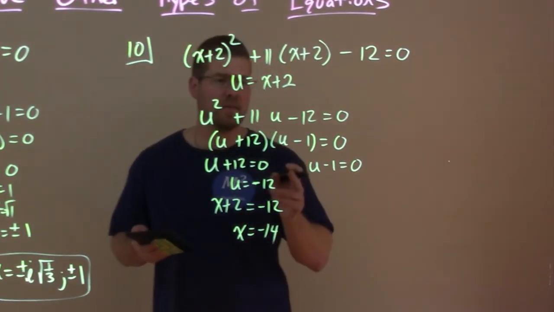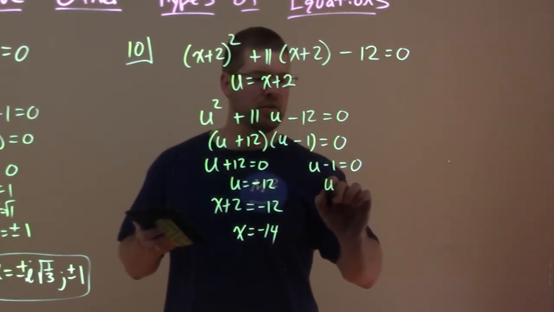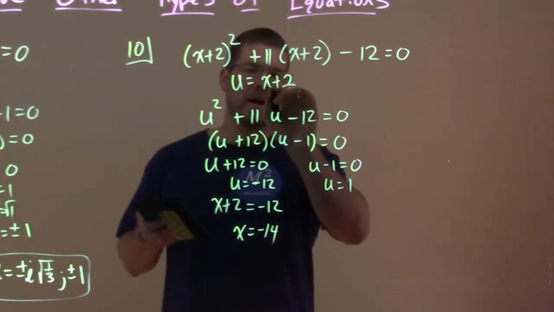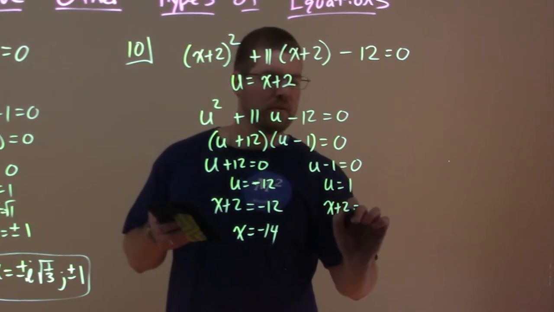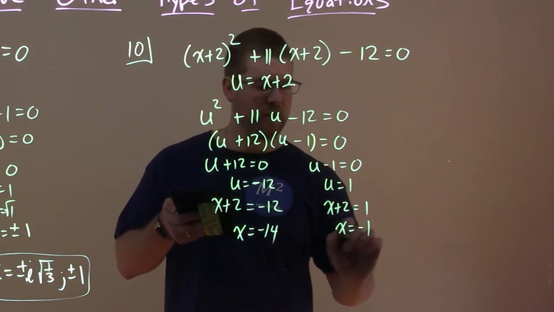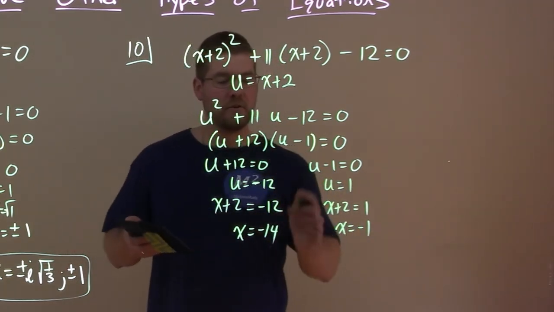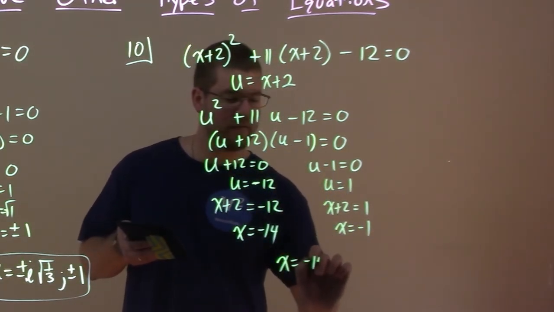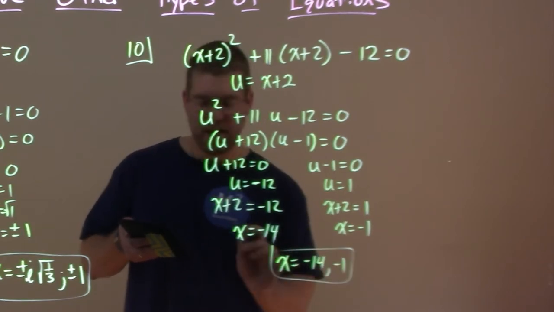Same thing with the right-hand side now. Add 1 to both sides, so u equals 1. Again, set this x plus 2 equal to 1. Subtract 2 to both sides, and x equals a negative 1. So what we have now are two solutions, x equals a negative 14 and a negative 1 here.